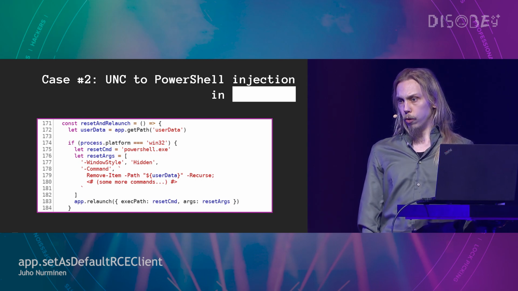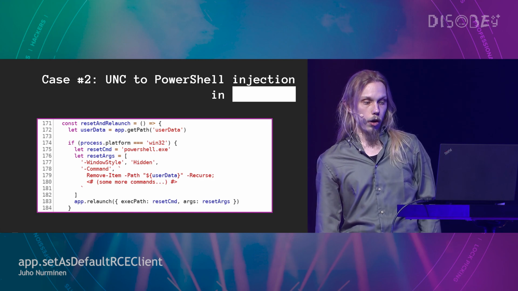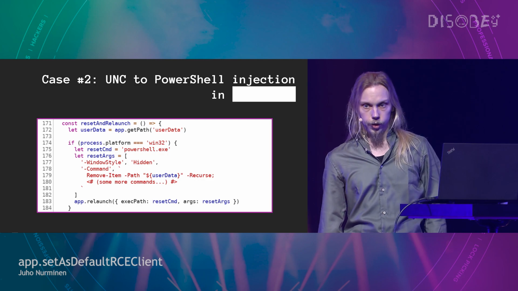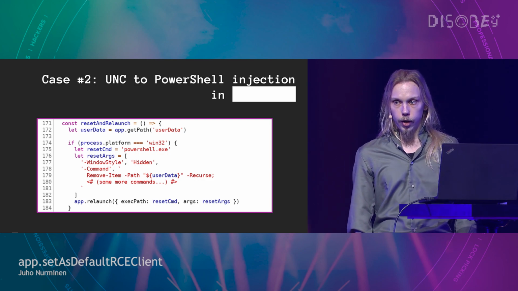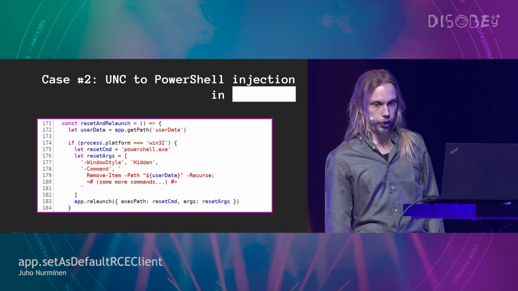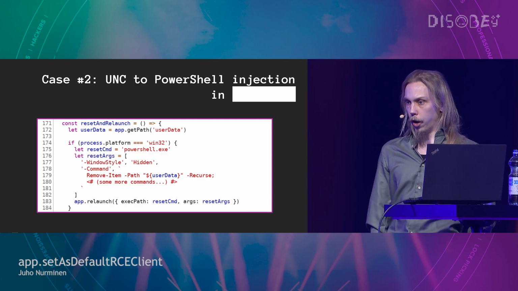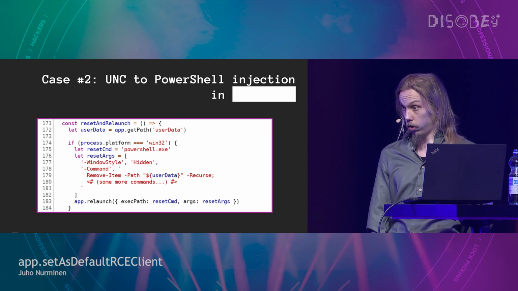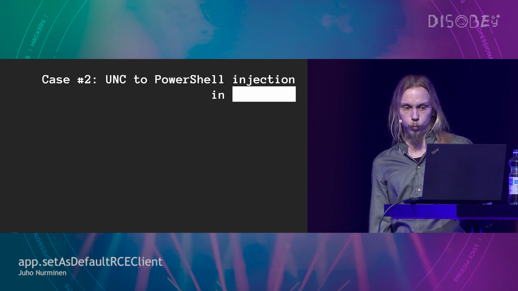But this wouldn't be vulnerable or exploitable if only local paths were allowed, because the path is accessed already before in the code. And if it's not a functional path, then the app would just crash. So local paths can't contain double quotes or the dollar symbol, but UNC paths can. So let's exploit this one.